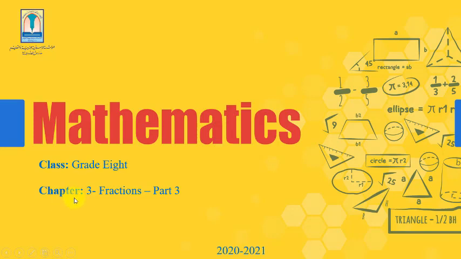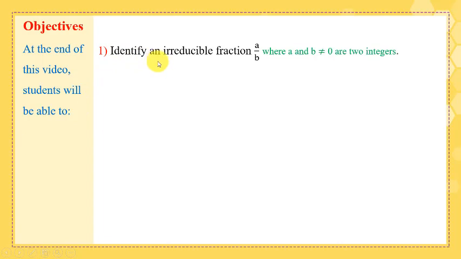Our lesson is Chapter 3, Fractions Part 3. At the end of this video, students will be able to identify an irreducible fraction a over b, where a and b different from 0 are two integers. Simplify a literal fraction.